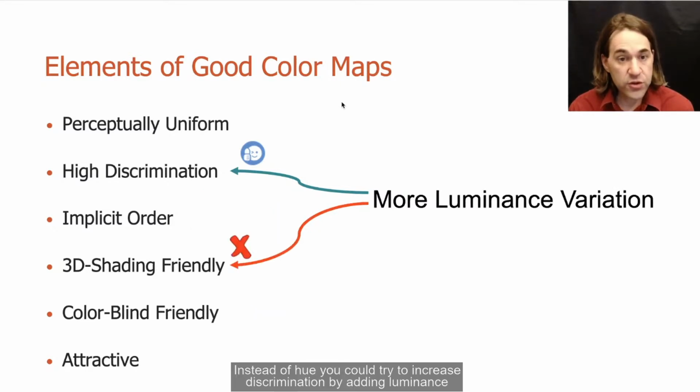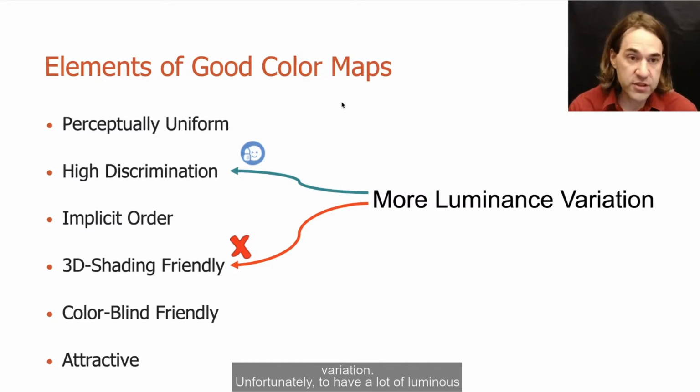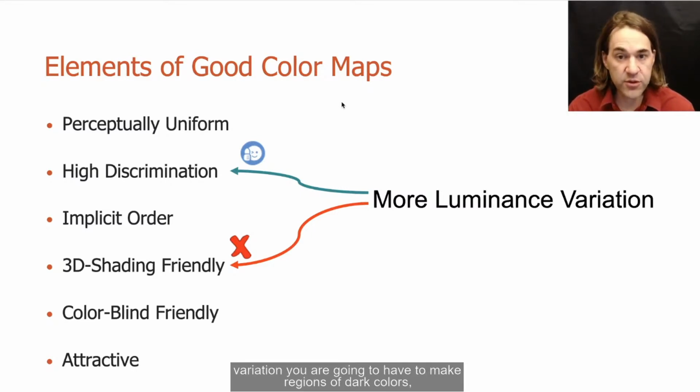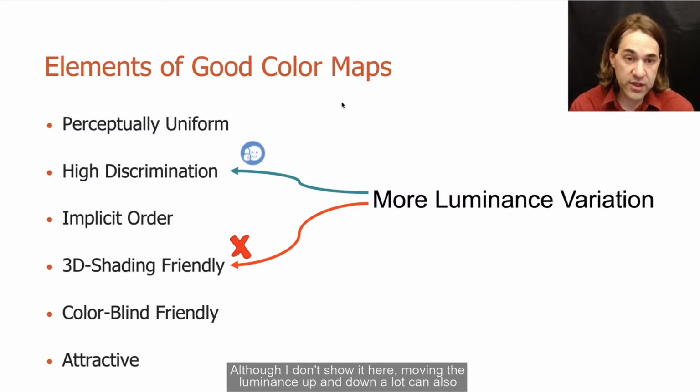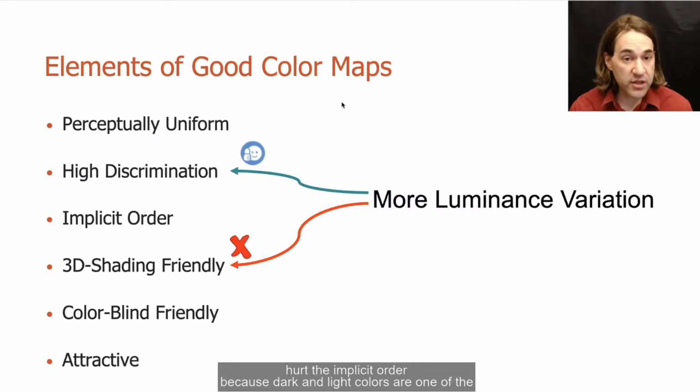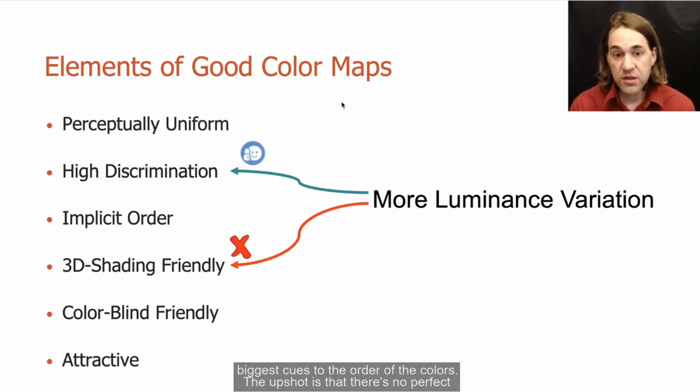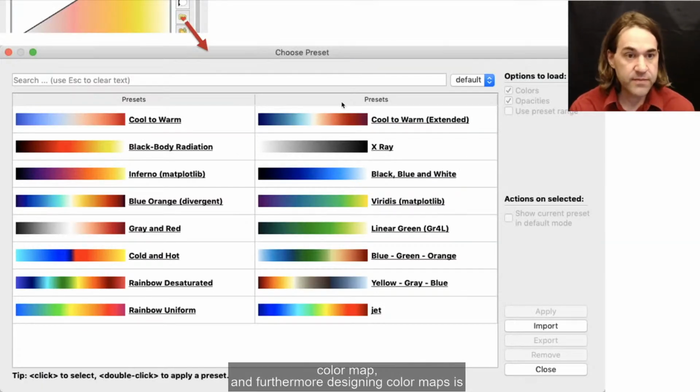Instead of hue, you could try to increase discrimination by adding luminance variation. Unfortunately, to have a lot of luminance variation, you are going to have to make regions of dark colors, and this is going to make it harder to see 3D shading. Although I don't show it here, moving the luminance up and down a lot can also hurt the implicit order, because dark to light colors are one of the biggest cues to the order of the colors. The upshot is that there's no perfect color map. And furthermore, designing color maps is hard.